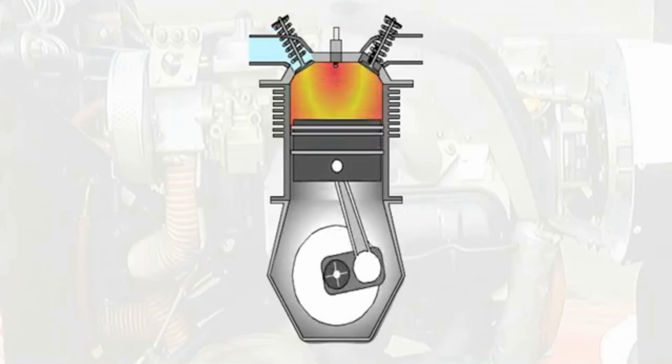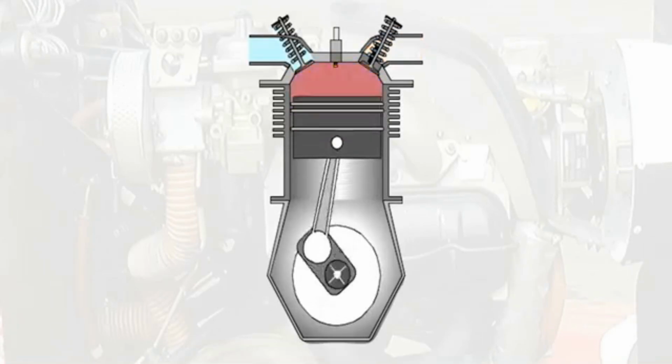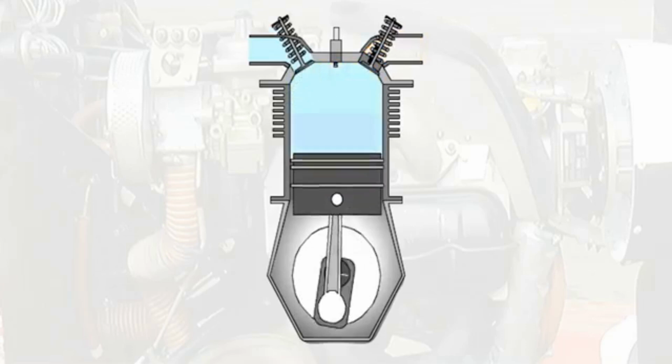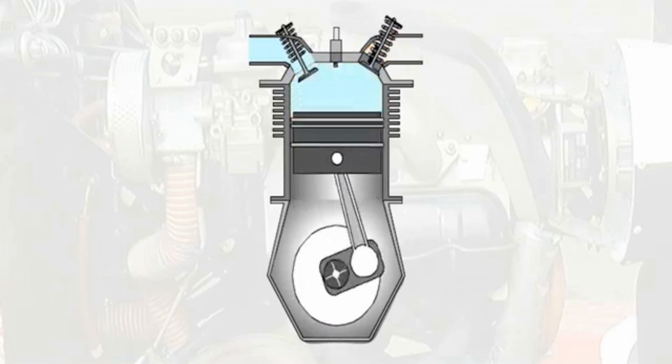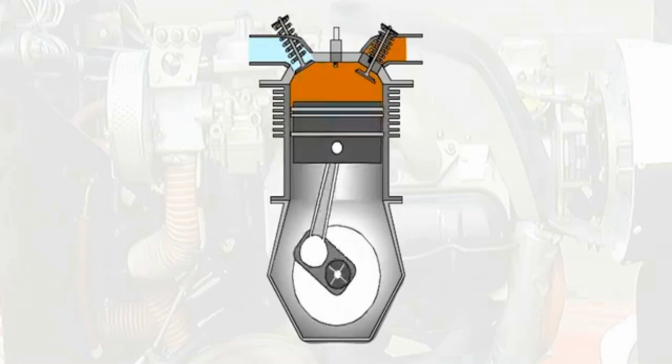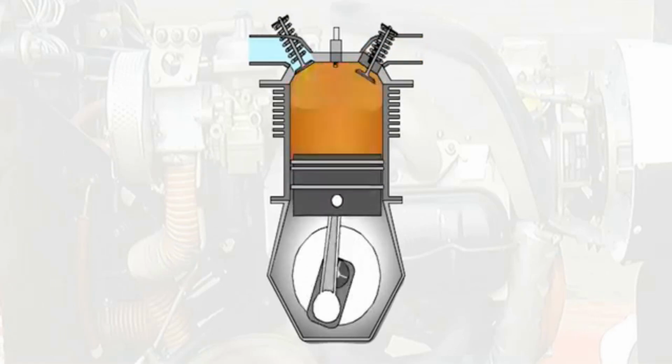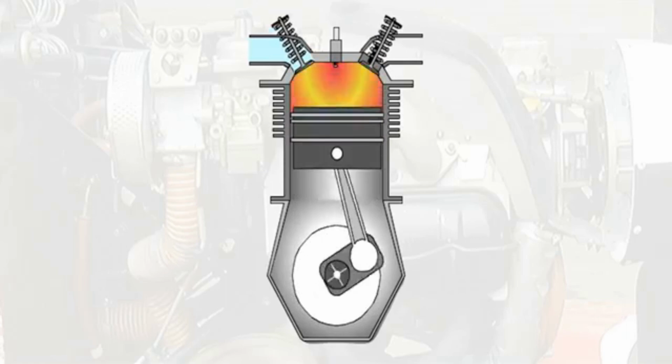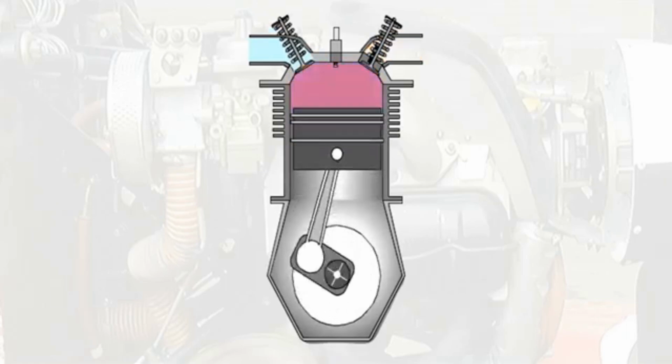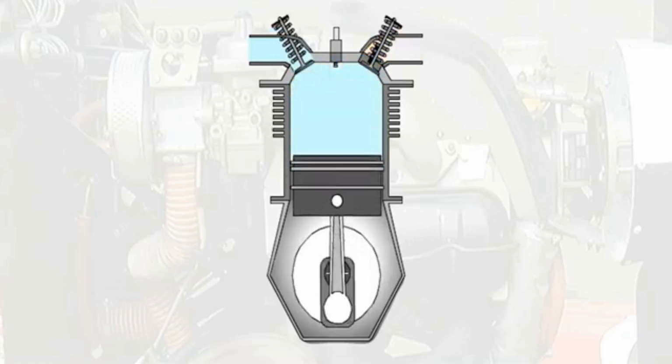The piston engine converts the heat energy of the fuel it burns into mechanical energy. This conversion is accomplished by introducing an air-fuel mixture into a cylinder, which is then compressed by a piston. The mixture is then ignited by an electric spark.